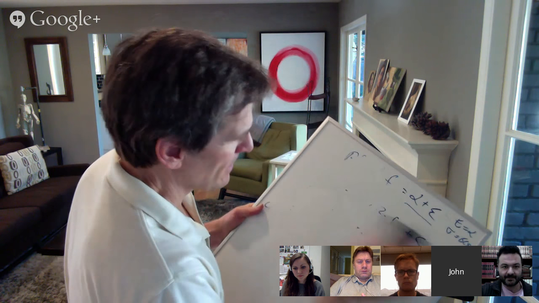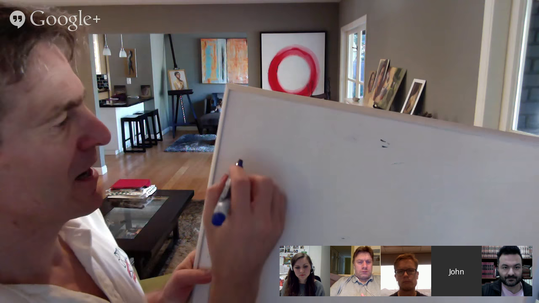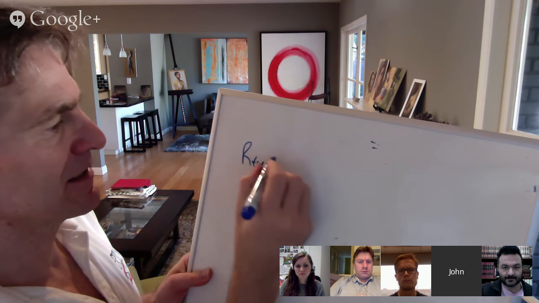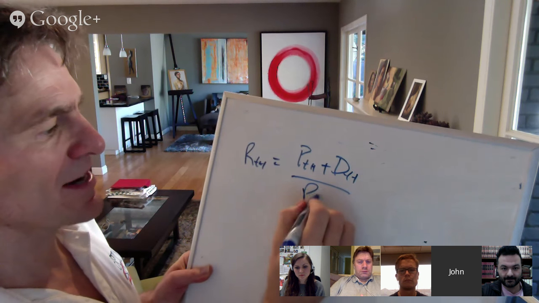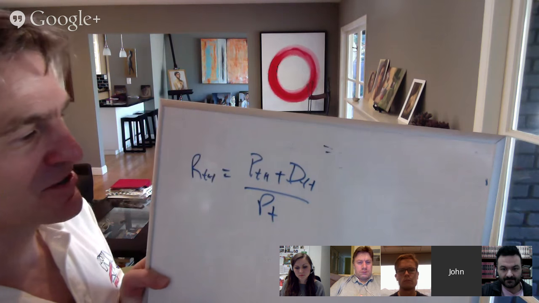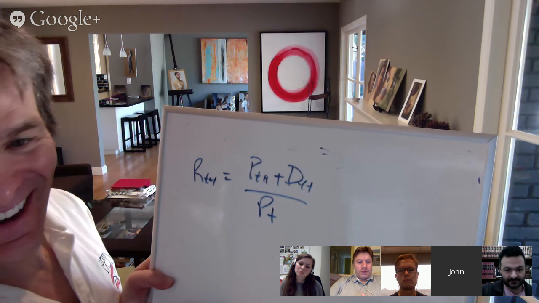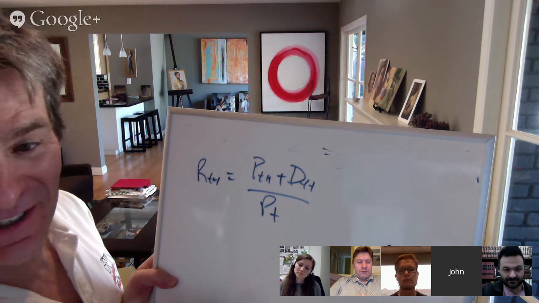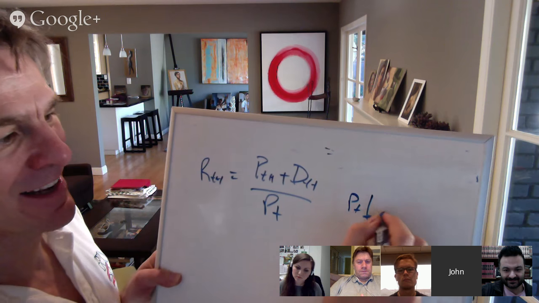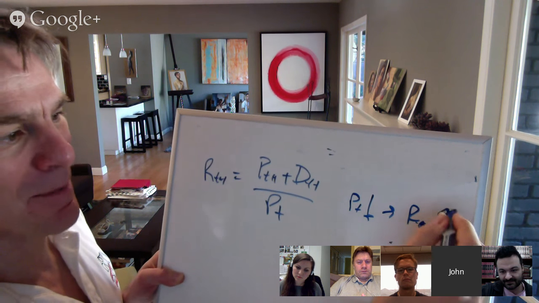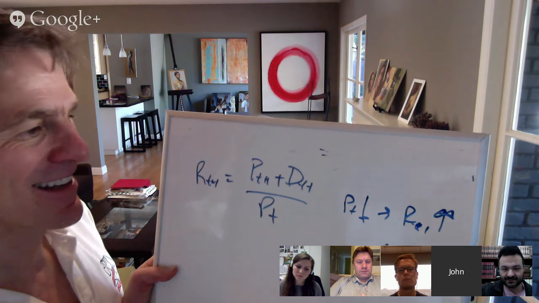Okay, let me try this. So as always, got to formalize things. So here's a relationship that's true always: return equals price at t plus 1 plus dividend at t plus 1, over price at t, right? I think you asked a complicated question. I know a simple answer, and the simple answer is that if the price at t goes down, then the return at t plus 1 goes up. Now that seems pretty simple.